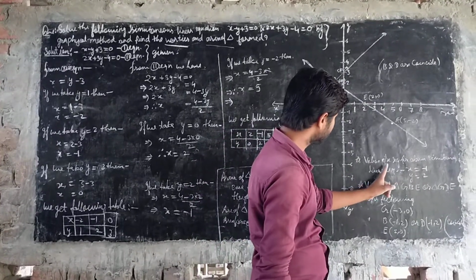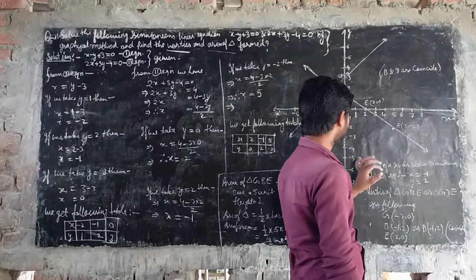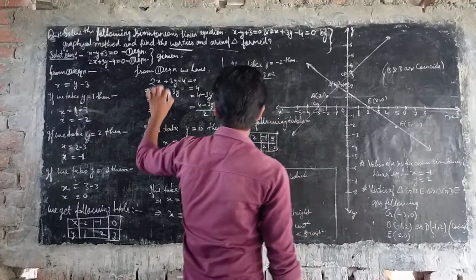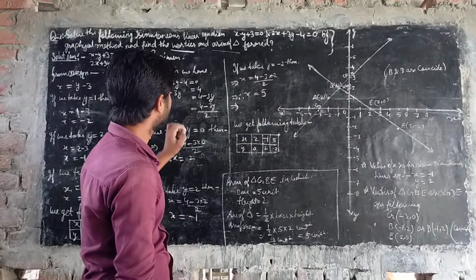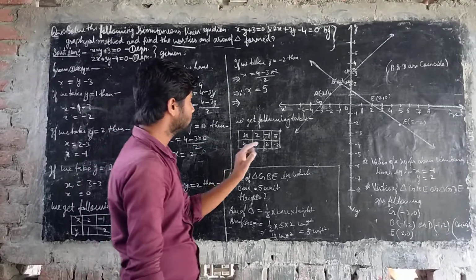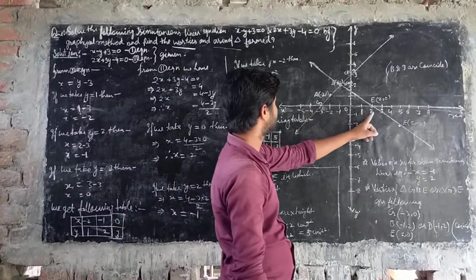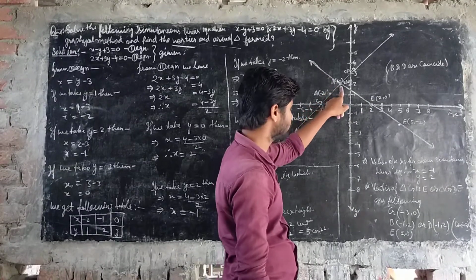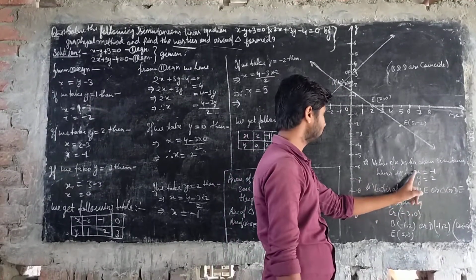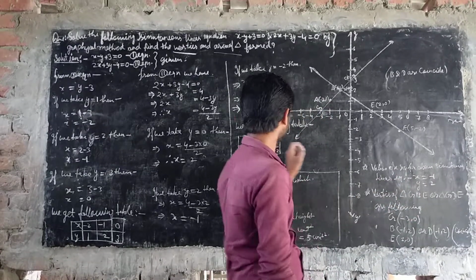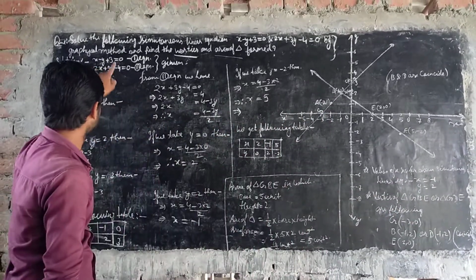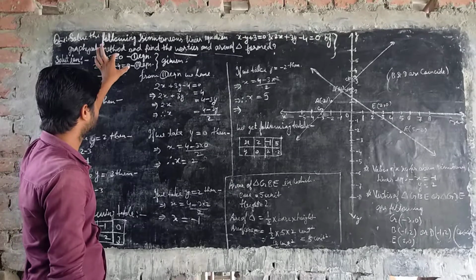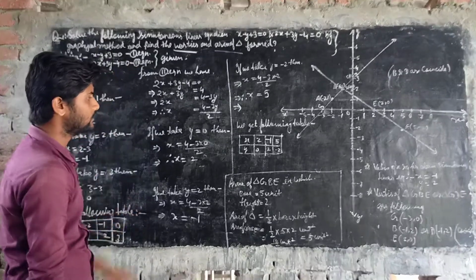Here, after the solution of this simultaneous equation by the graphical method, where the graphs of the two lines intersect, that is the exact value of x and y. That is the common number which, when put exactly in the given equation, gives the value of LHS equal to RHS.